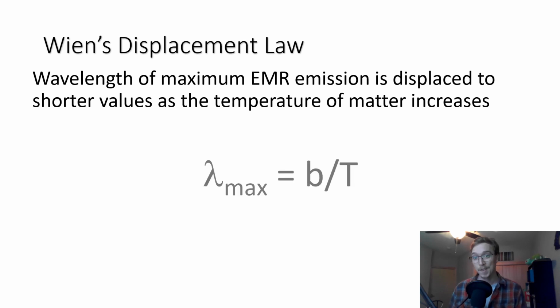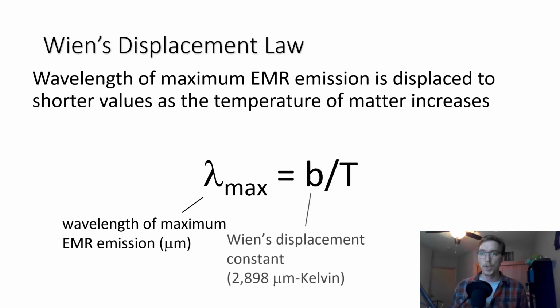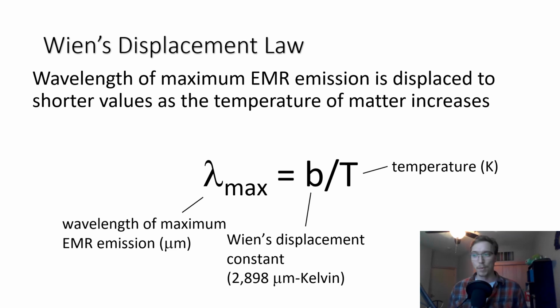It looks like this: lambda max equals B over T. So lambda max is the wavelength in the spectrum at which the energy peak occurs. B is Wien's displacement constant, which equals 2,898 micrometer-Kelvin. And T is the absolute temperature of that body in Kelvin. Basically, what we're saying here is that the hotter the body, the shorter the wavelength, and the cooler the body, the longer the wavelength. Pretty simple.